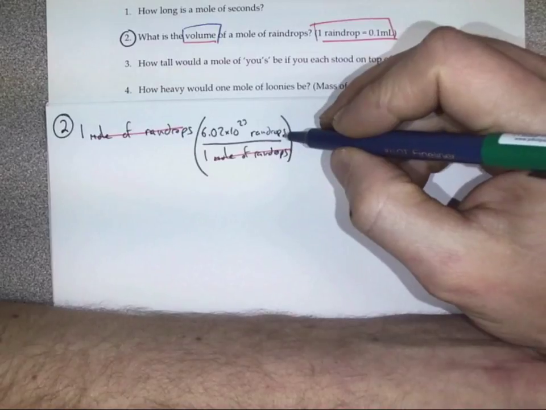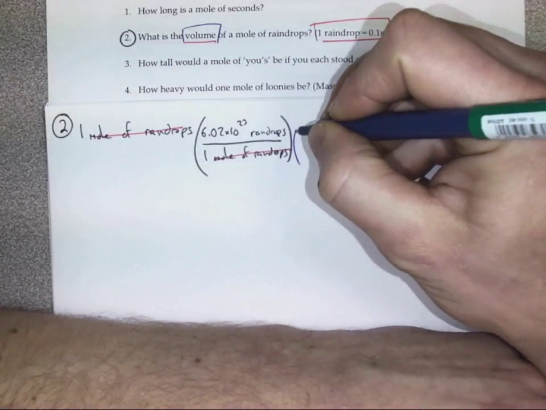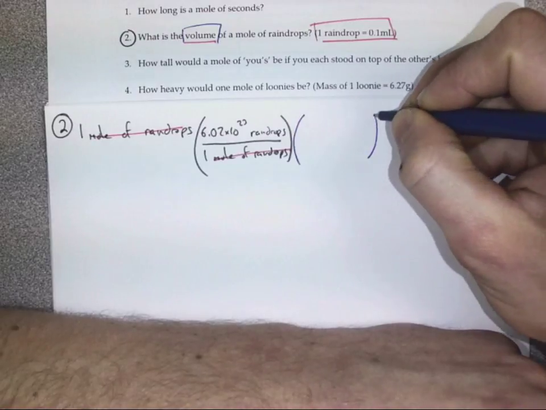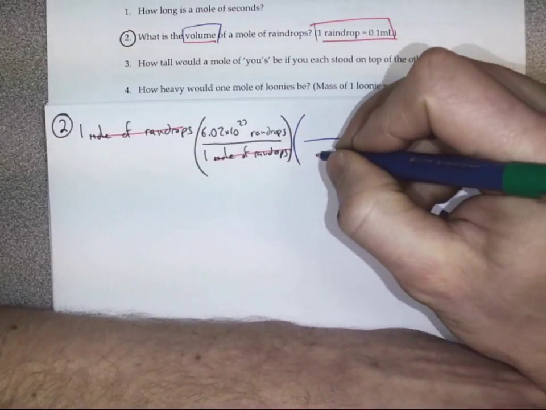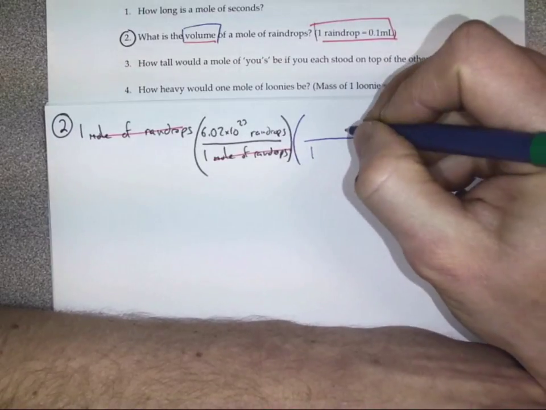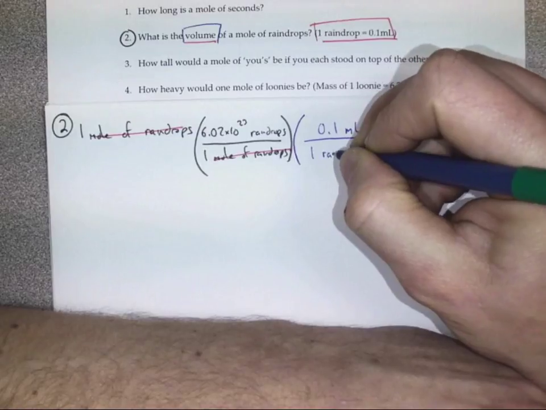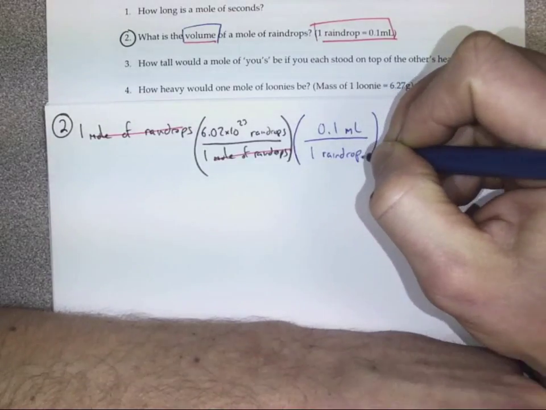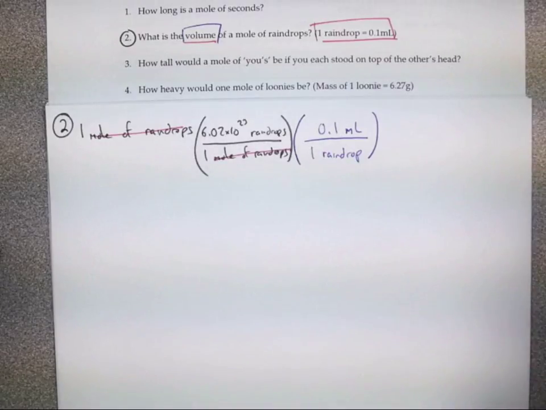However, we weren't looking for a number of raindrops. We were looking for the volume of that many raindrops. So we're going to change this unit into a volume. And so we know that we can cancel out raindrops because we can turn them into milliliters, units of volume. That's 1 raindrop. And then we'll multiply these numbers across.